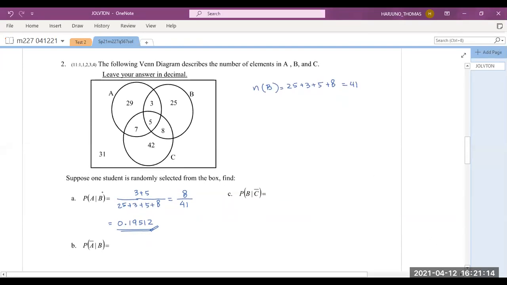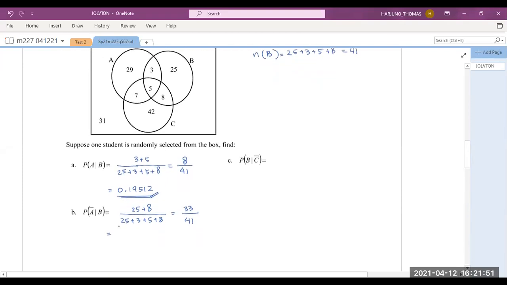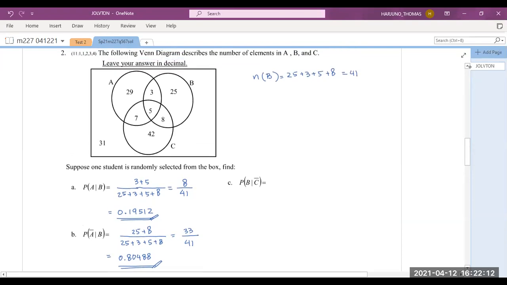Now, how about not A, but in B? Given that it is in B, what is the probability it is not in A? Well, if you think about it, they're supposed to add up to 1 with A, right? So those in B, how many are not in A? It's 25 plus 8 not in A. That's 33 over 41, which in decimal will be 0.80488. Let me check. That's right. Yeah, so I don't need this.